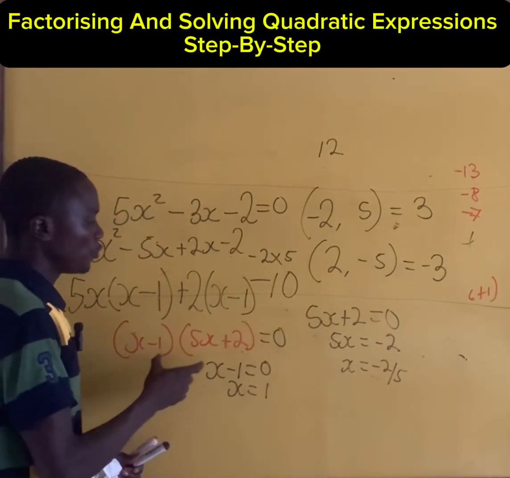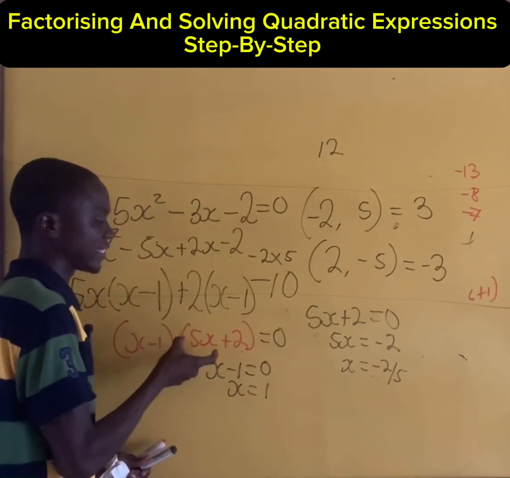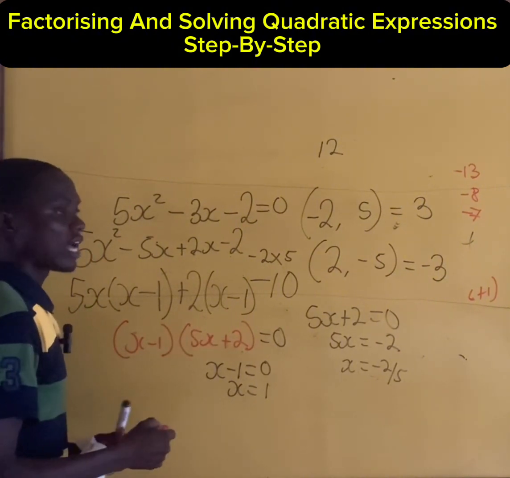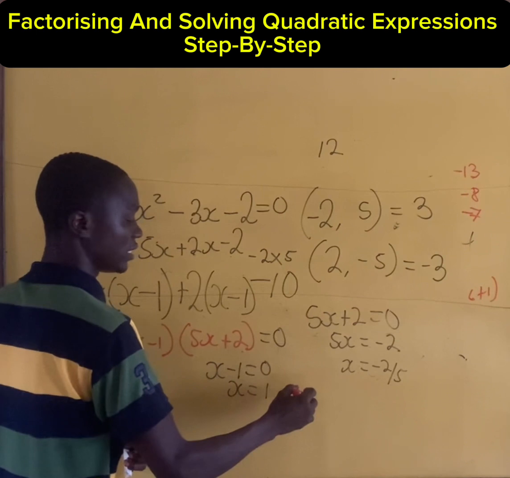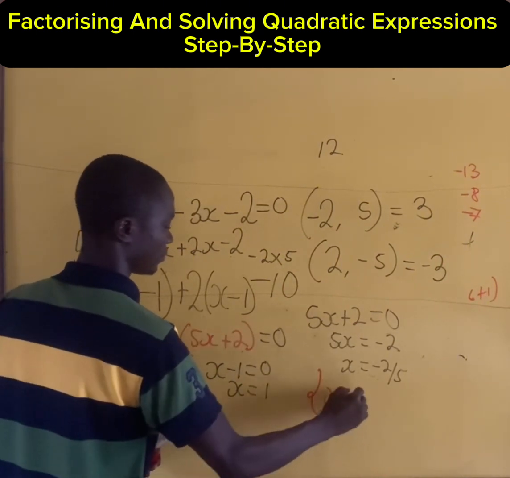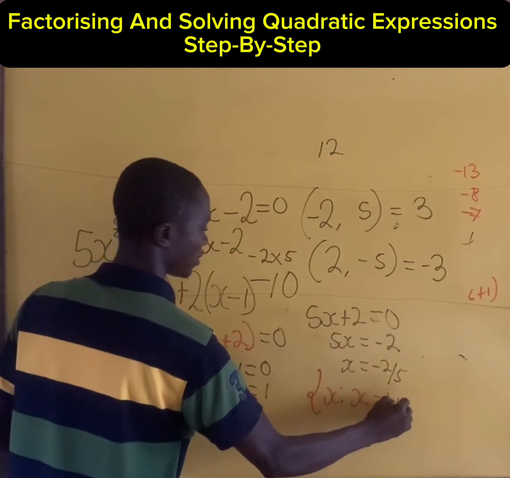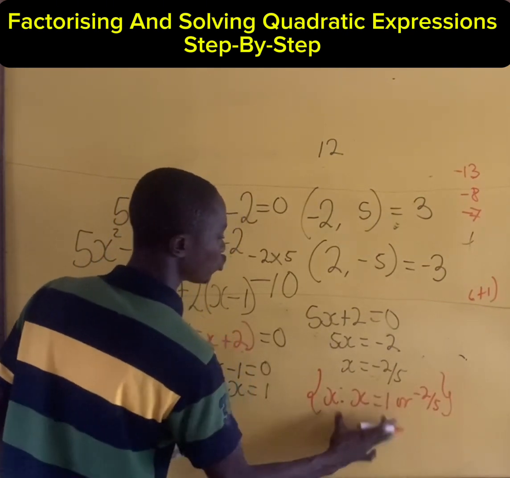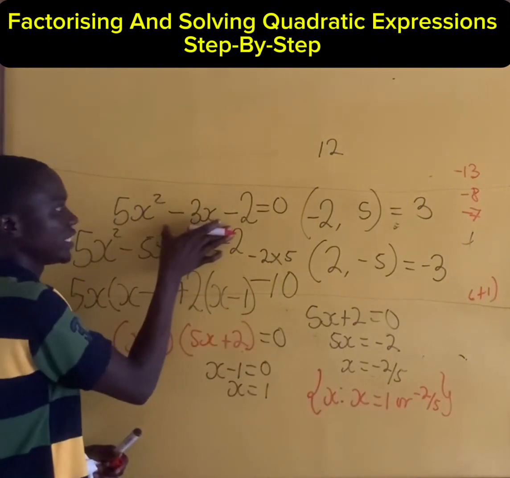Now, if we are to find the truth set, then we put our answer in a curly bracket like this: x is such that x equals 1 or negative 2 out of 5. So this is the truth set of this equation.